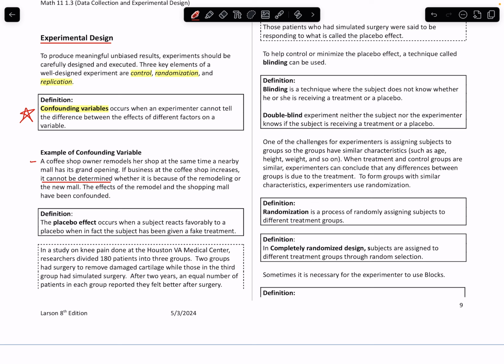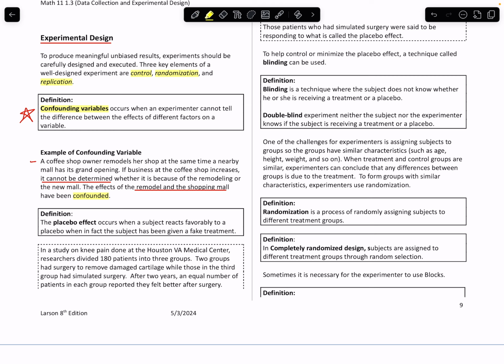So those two things, the remodel and the shopping mall, have been confounded. I can no longer tell what it was that actually got people in the door, and so I can't really do much with that information. I don't know if the remodel was actually effective. So you just have to be careful and think about those things when we design a study.